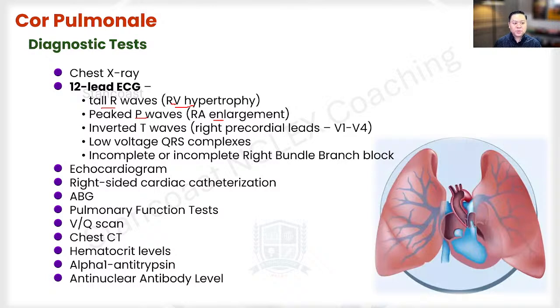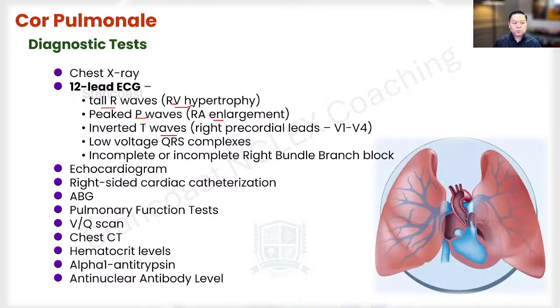Now, there's also inversion of the T wave, which is really going to be evident in the precordial leads V1 up to V4. And with the QRS complexes, there will be low voltage there. And so you will see a shortened height of the QRS complexes. This is what we call low amplitude.